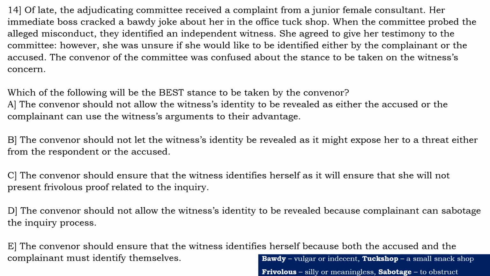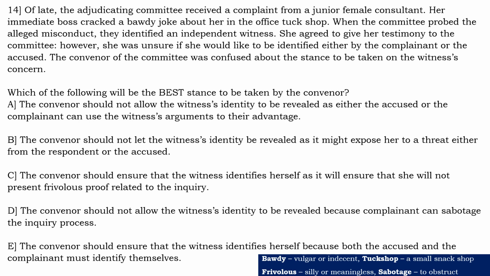But the committee or the convener of the committee is confused about whether her identity should be revealed or not. So your task is to find which is the best stance to be taken by the convener. In this particular case, what the convener should do, whether he should allow the witness's request that her identity should be kept a secret, or he should disallow that request. That is what you have to find. Now you go through the options one by one and select the best answer, which is the most logical answer.